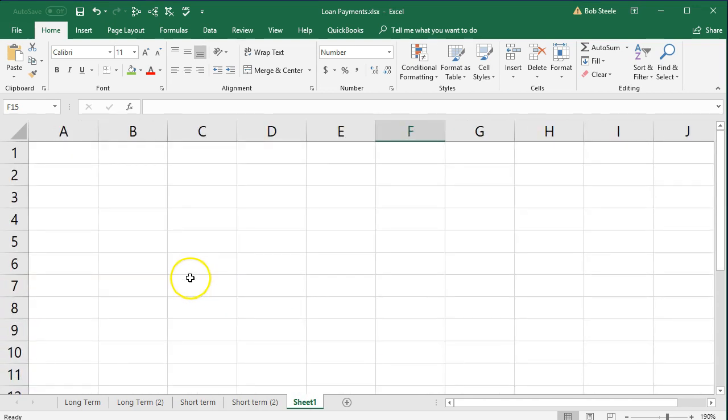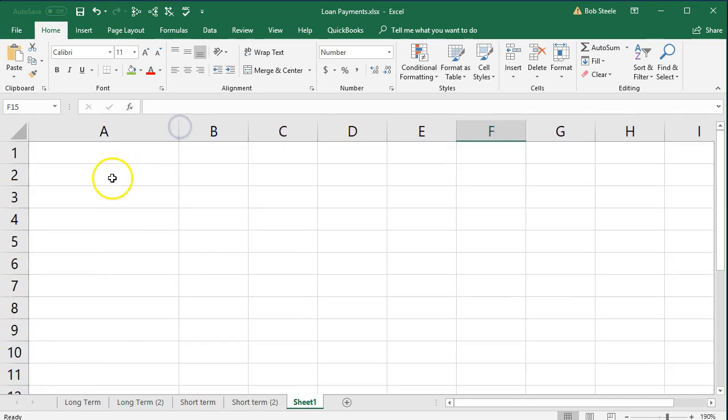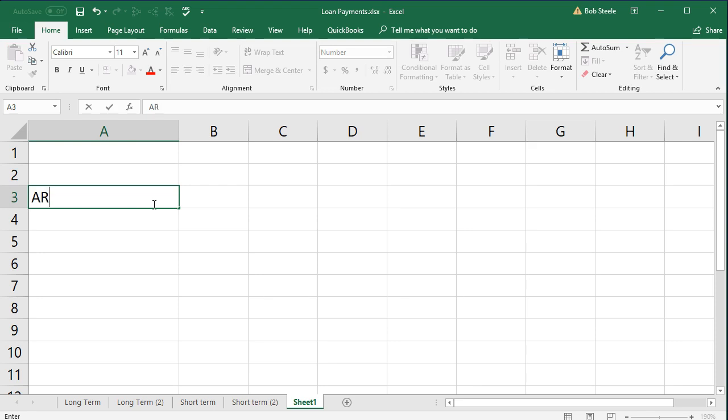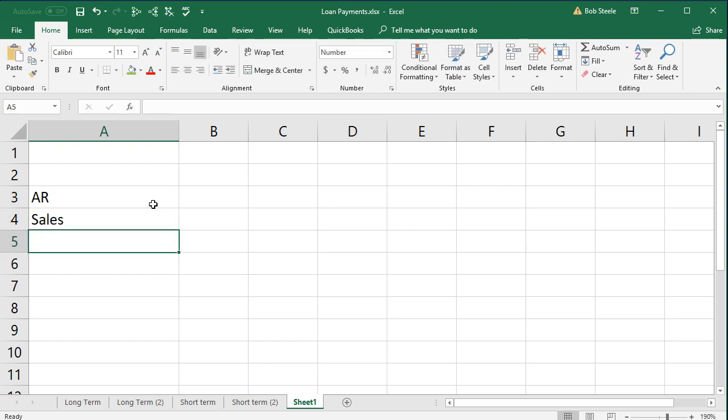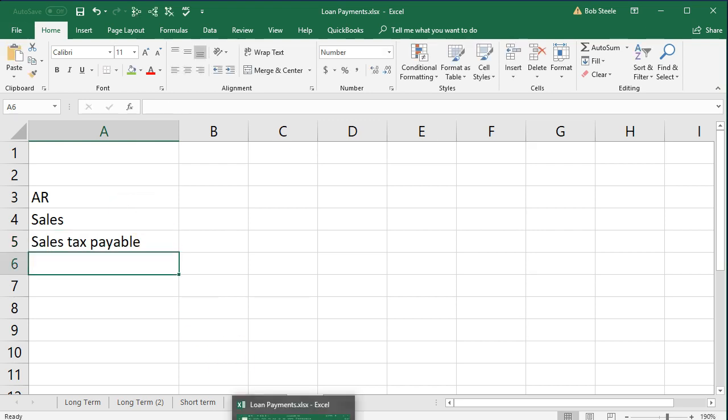So if we were going to think in terms of debits and credits, we would say the normal journal entry would be that we're going to have the accounts receivable. I'll just call it accounts receivable. It's going to go up. And then the other side of that is going to be sales. And then we're going to have the payable, which is going to be sales tax payable. So we can think of these as two different journal entries, even though they happen at the same time. So this is the first one.